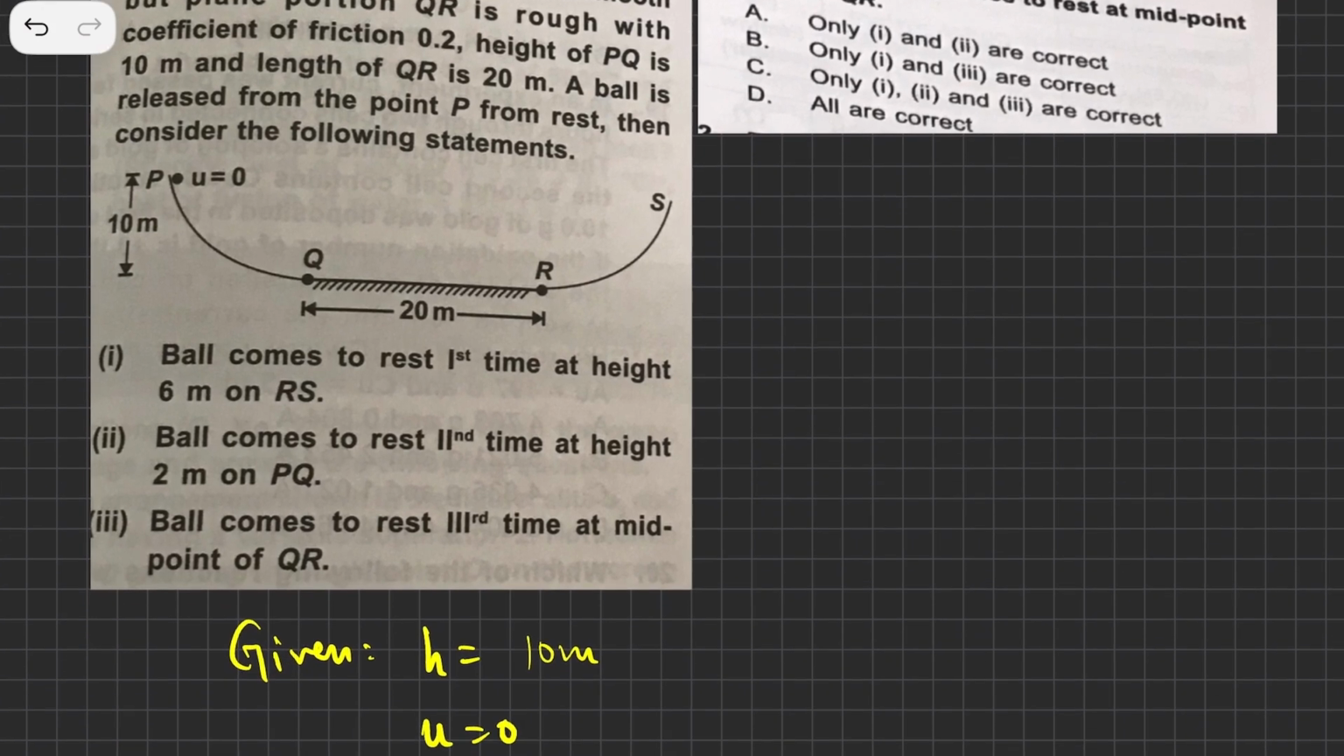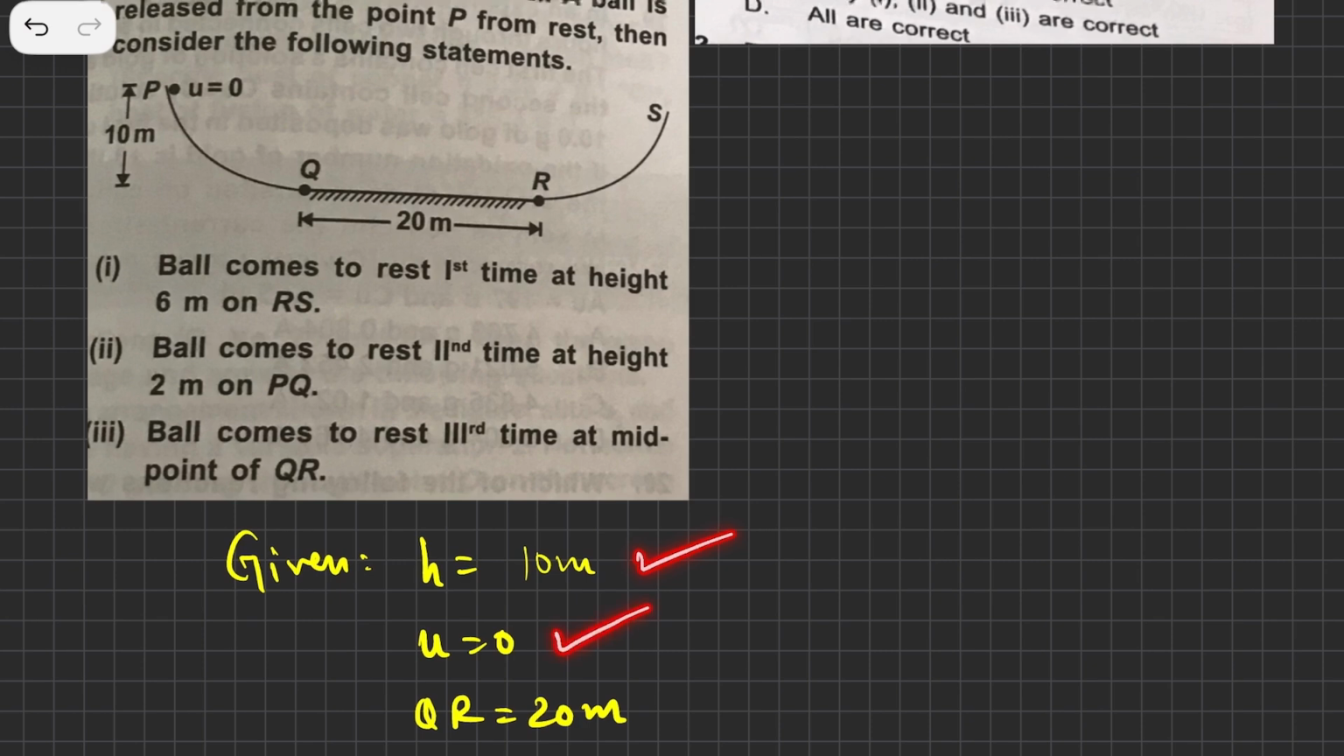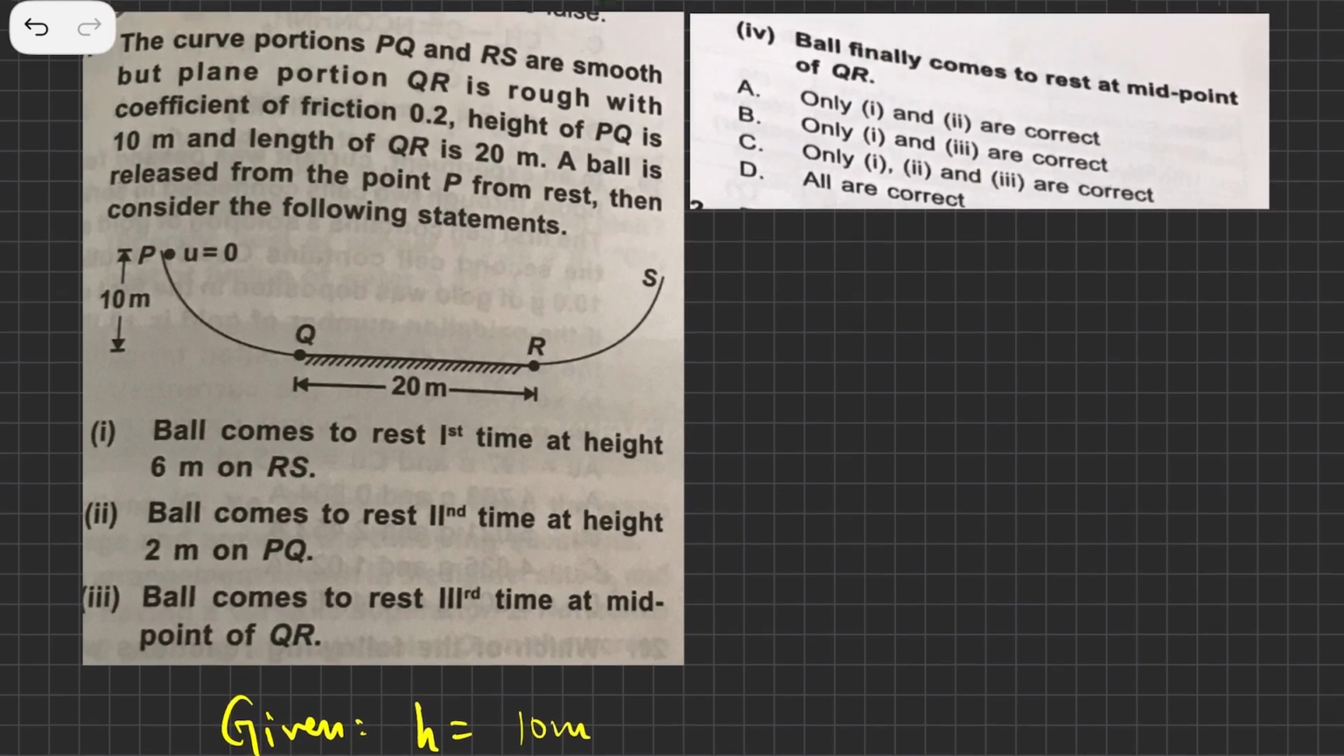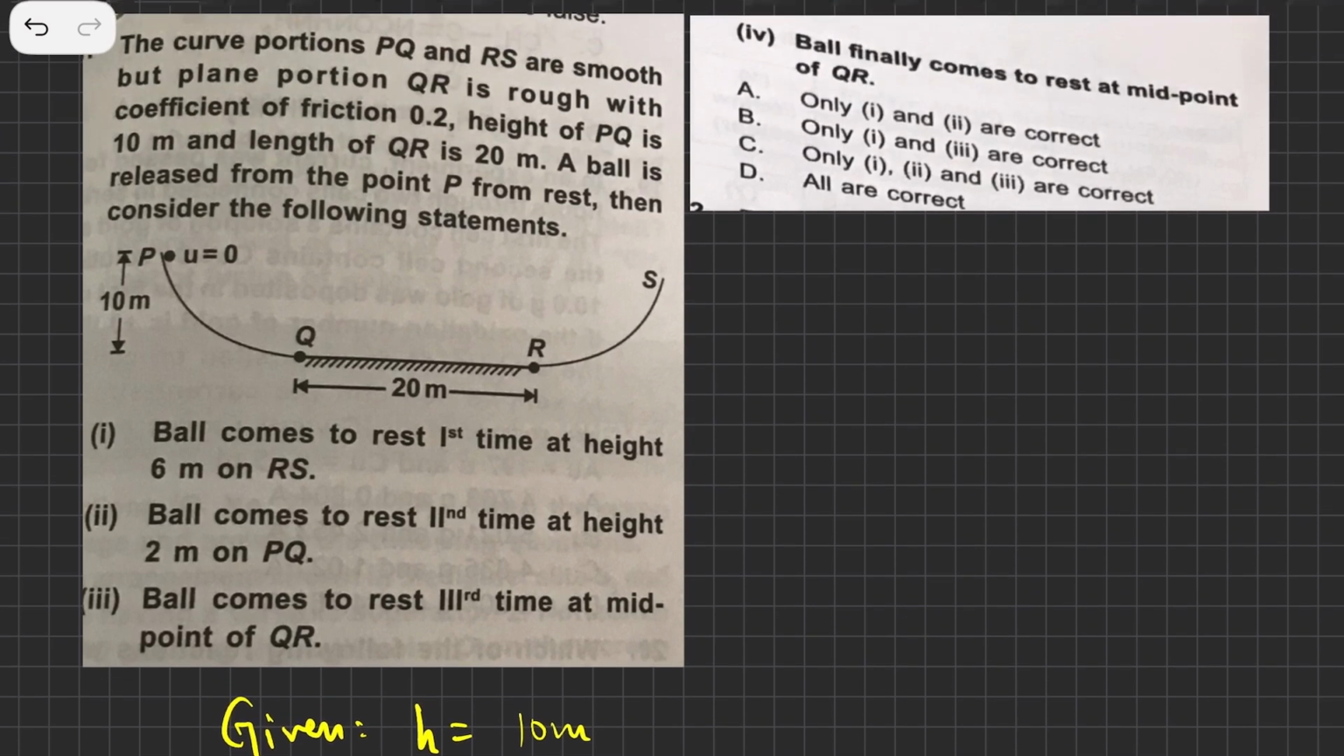Now, my height is 10 meters, initial velocity is 0, QR is 20 meters, and the coefficient of friction is 0.2. Here the logic is important. The solution is very simple, but if you understand the logic, things will be straightforward. If this ball is at this point, it has potential energy, that is mgh, so potential energy at 10 meters height. As it comes down, it is not going to lose energy due to friction, because this part is smooth. There is no friction at this place. Here it comes to this point, and from here there is some friction, and because there is friction, there will be work done due to friction.